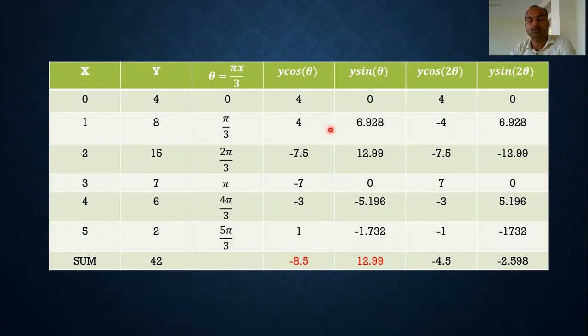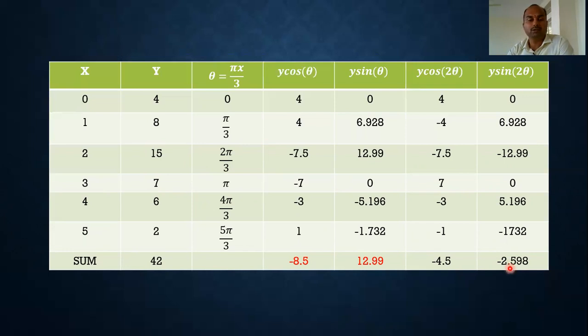Similarly, the last column will be y sin 2 theta. 4 into sin of 2 into 0 will be 0. 8 into sin 2 pi by 3 will be 6.98. 15 into sin of 2 into 2 pi by 3, that is 4 pi by 3, minus 12.99. And this 7 into sin 2 pi. So calculate all these values, we'll get minus 2.598.